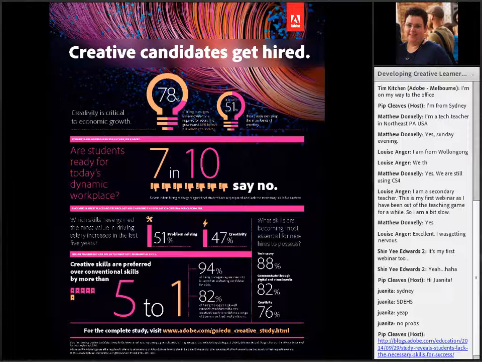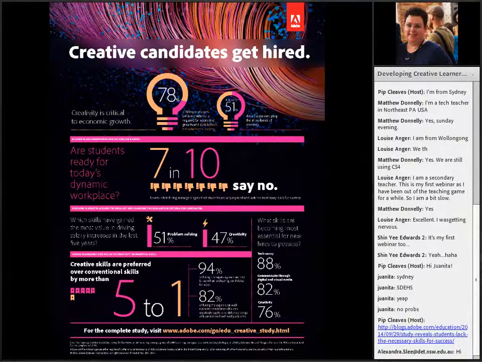Wow, pretty important stuff to think of. So this research is available through that link there, so you can just click and get to that. But it's a pretty clear indication that as educators, we need to be thinking about what we can do.